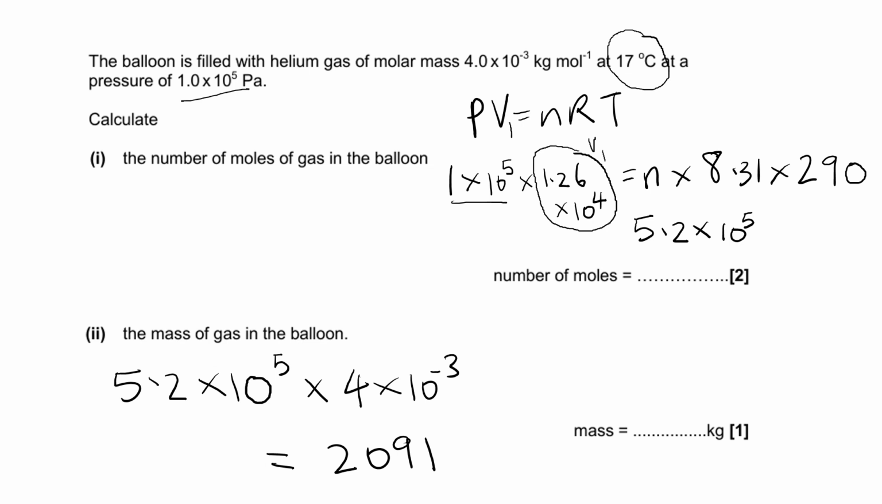And then the mass of the balloon. Now you're given the molar mass. So once you have the number of moles, you times that by 4 times 10 to the minus 3, and then that gives you 2091 kilograms.